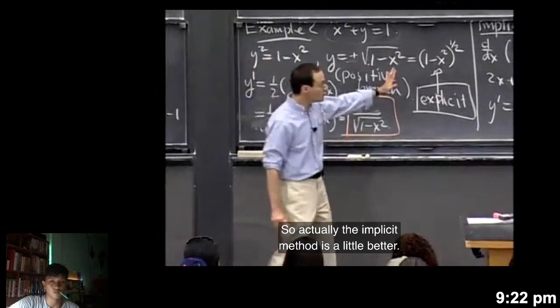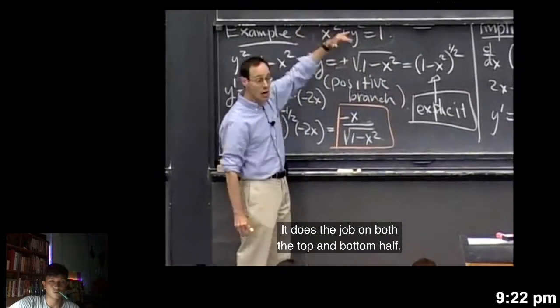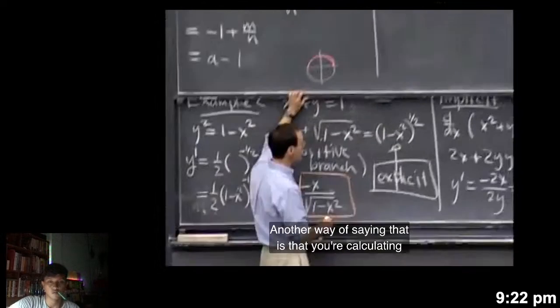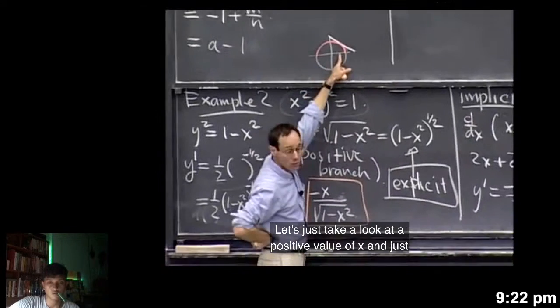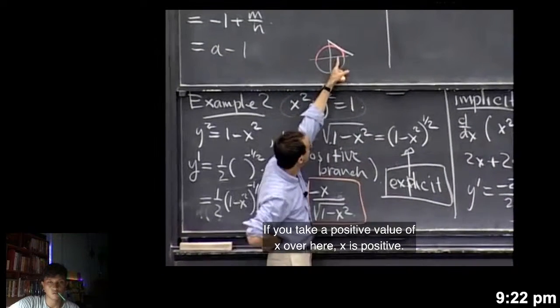It does the job on both the top and the bottom half. Another way of saying that is that you're calculating the slopes here. So let's look at this picture. Here's a slope. Let's just take a positive value of x and check the signs to see what's happening. If you take a positive value of x over here, x is positive, the denominator is positive, the slope is negative, you can see that it's tilting down.